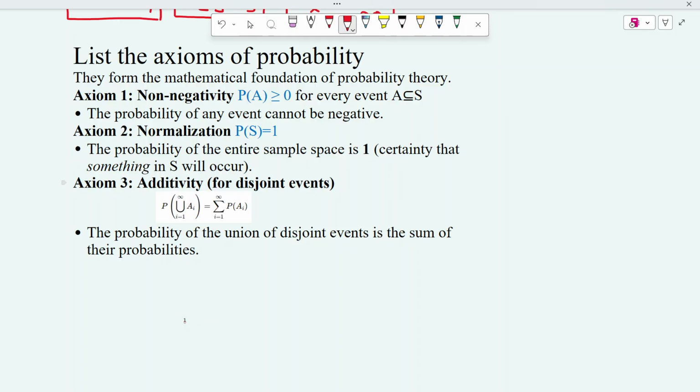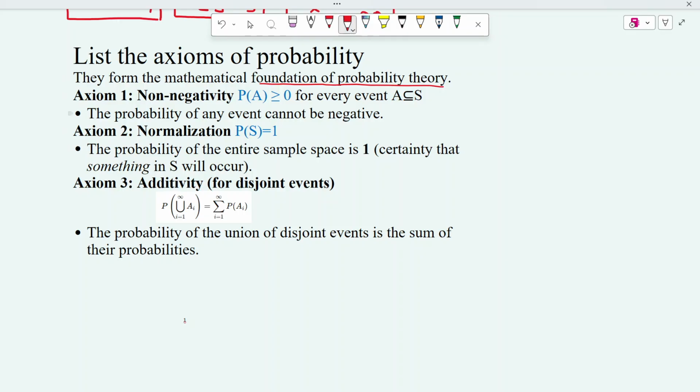So in today's video we will see one of the very important topics in probability, that is called the axioms of probability. They form the mathematical foundation for the probability theory. So we'll have three axioms.